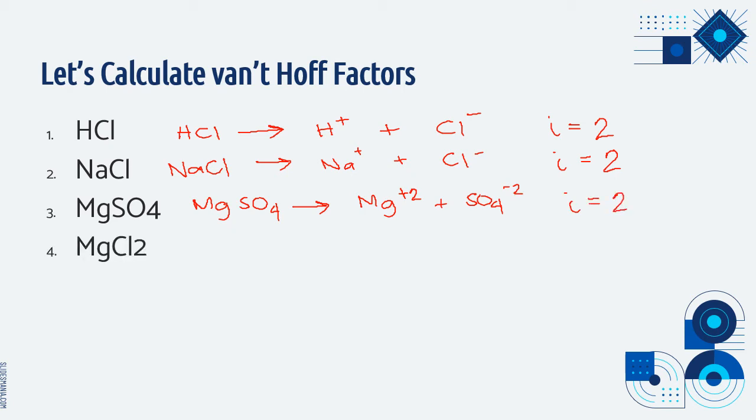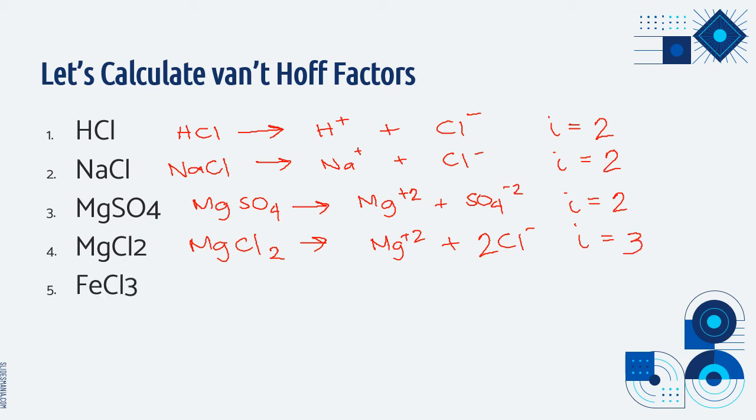How about magnesium chloride? If magnesium chloride dissociates, it will form your magnesium ion plus your chloride ions. Let's balance it out. If you have one magnesium in your reactant, you also have one magnesium in your product. How about our chlorine? We have two chlorines on the product side, therefore we have to make sure that there are also two chlorines on our reactant side. Therefore, the Van't Hoff factor is 2 plus 1, 3.